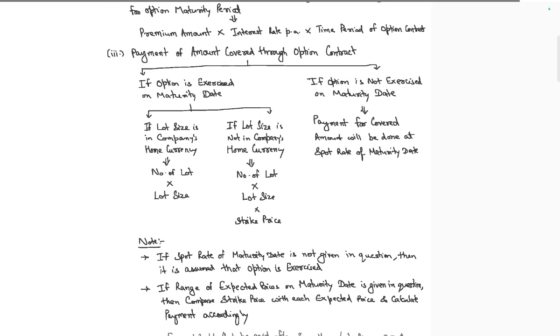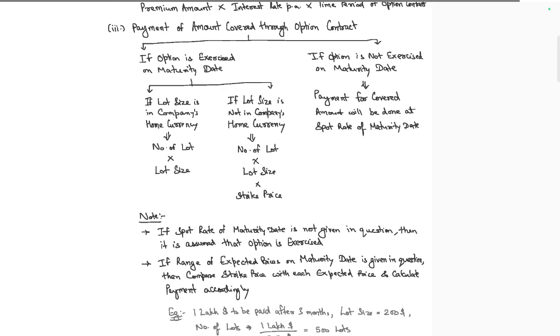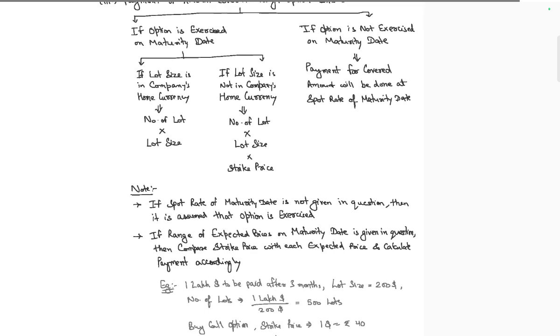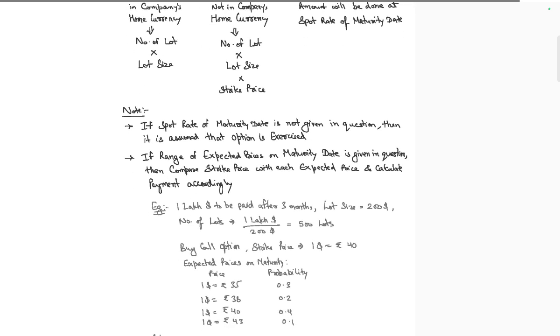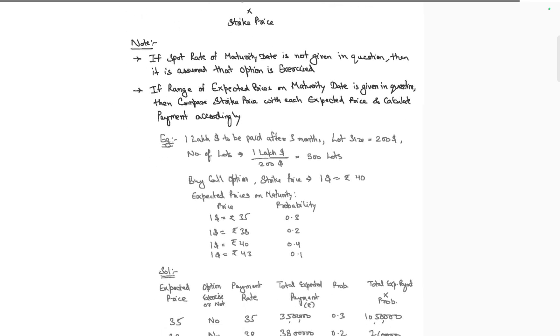If the option is exercised at maturity date, the amount is paid; if it is not exercised at maturity date, it is not. The lot size is in the company's home currency, number of lots times amount. If the lot size is not in the home currency, number of lots into strike price. If the spot price and maturity price are not given in the question, then the answer is that the option is exercised.